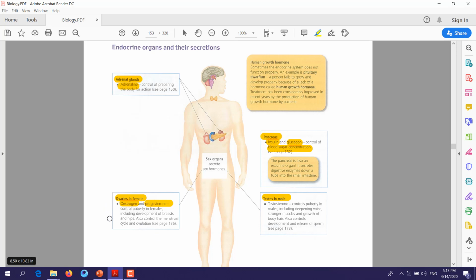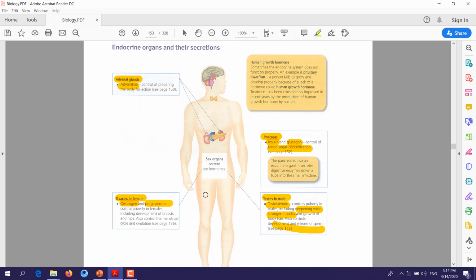As you know, during the teenage stage, boys and girls go through different changes. The body goes through different changes. These changes will be controlled by what? By these hormones. Then in males, there is a hormone we call testosterone. Testosterone controls puberty in males, including deepening voice, stronger muscles, and growth of body hair. It also controls development and release of sperm.